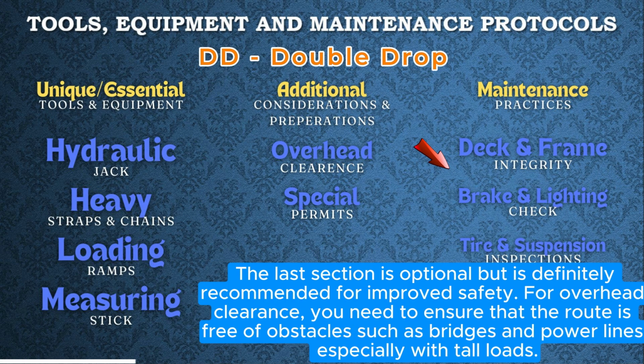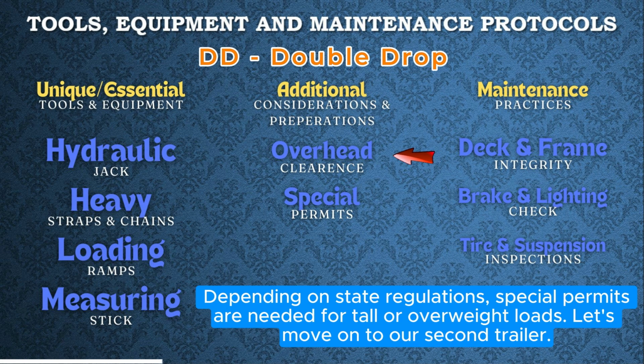The last section is optional but is definitely recommended for improved safety. For overhead clearance, you need to ensure that the route is free of obstacles such as bridges and power lines, especially with tall loads. Depending on state regulations, special permits are needed for tall or overweight loads. Let's move on to our second trailer.